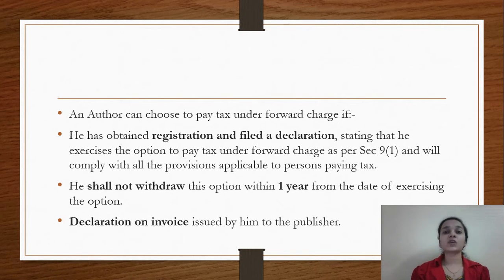Say for example, he has opted to pay tax under forward charge on 10th of August 2020. So up to 10th of August 2021, he shall not withdraw this option. If he has once exercised, up to 1 year he shall not withdraw the option which he has exercised. After 1 year, yes, he can withdraw the option, but within 1 year वो withdraw नहीं कर सकते. And apart from this, the invoice which is being issued by the author to the publisher shall also have a declaration made by the author that he is paying tax on forward charge basis.